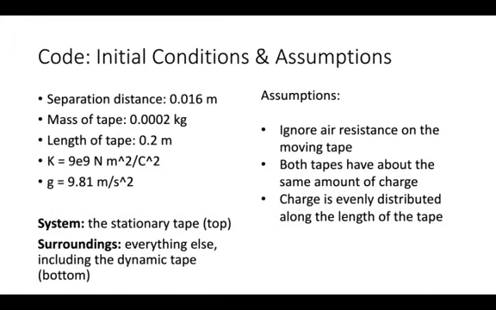Here are our initial conditions and assumptions. The separation distance was 0.016 meters, the mass of the tape was 0.0002 kilograms, the length of the tape was 0.2 meters, k is 9 e to the 9, and g is 9.81. The assumptions we had were to ignore air resistance on the moving tape. We also assumed that both tapes have about the same amount of charge and that charge is evenly distributed along the length of the tape.